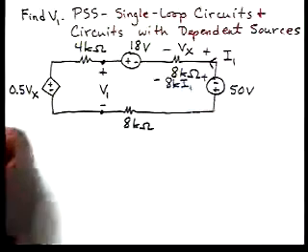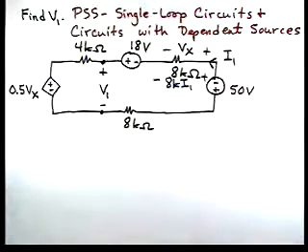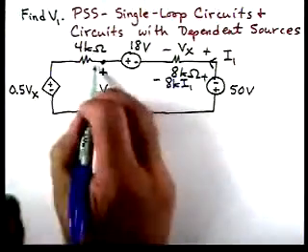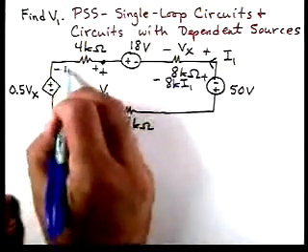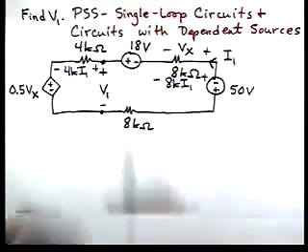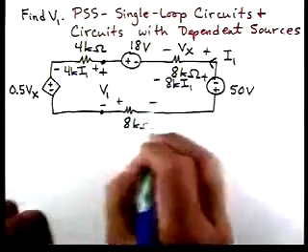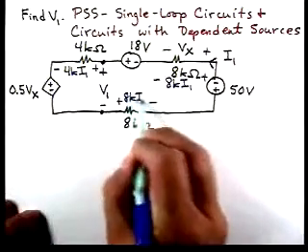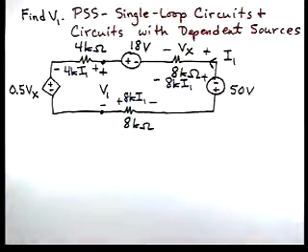So the voltage across that 8K resistor would be 8K I1 with that polarity, again using Ohm's law. This voltage would be 4K I1 with this polarity, and the voltage across this resistor would be 8K I1 with that polarity.